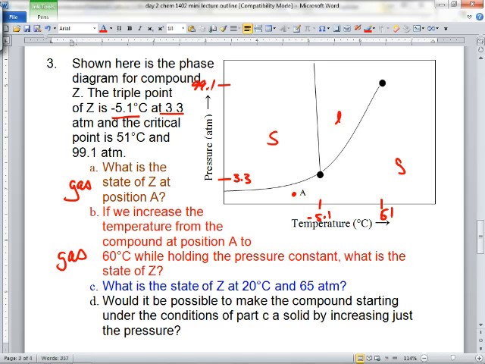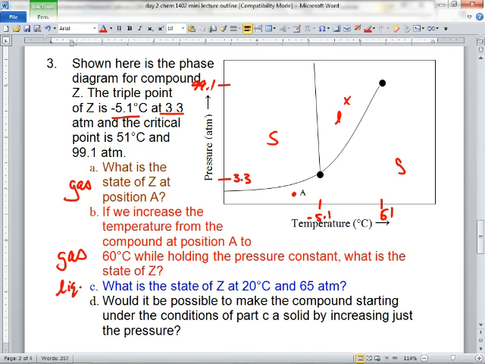How about this next one, Erica? What is the state at 20 degrees Celsius and 65 atmospheres? Liquid. Looks like, right? It's got to be somewhere. The 20 is somewhere around here, and the 65 is somewhere. I think she's right. Do you see it that way? Would it be possible to make the compound, starting under the conditions of part C, a solid by increasing just the pressure? So we want to know if we can start at C. So C, we said, was somewhere up here. I don't know. Just take an X there. It's somewhere around there. Right? That's where we were at.